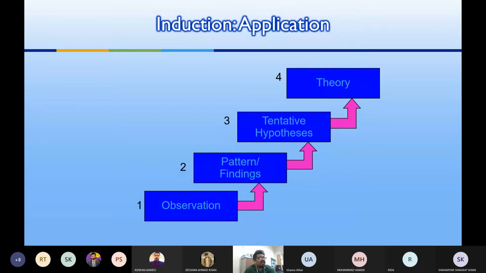Yes, you're right. There are no hard and fast rules that if you make this number of observations, that means your theory is true or valid. You can just read different literature, and then you can develop your own framework.